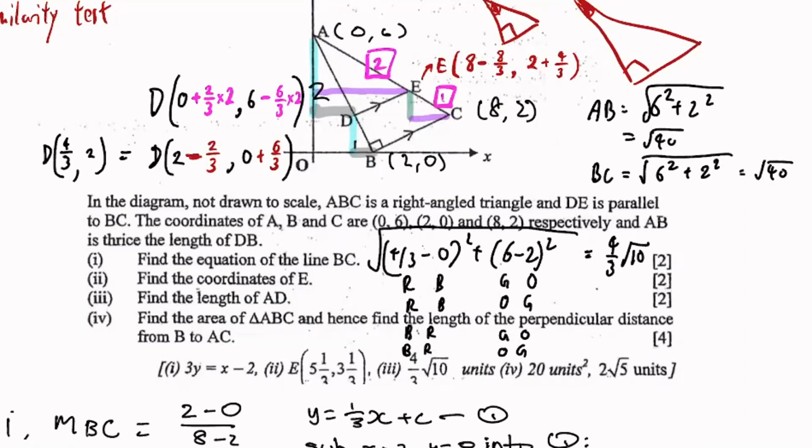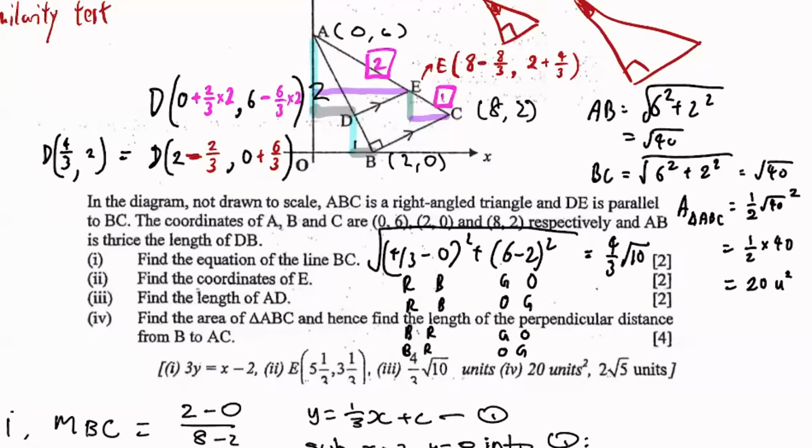Then therefore, we can calculate the area of triangle ABC already. So area of triangle ABC, we have half times root 40 times root 40 again, base times height. So you square it, it happens to cancel away the square root. You're left with half times 40, which means you're left with 20 units squared. Is that okay? I think it's faster than using shoelace.